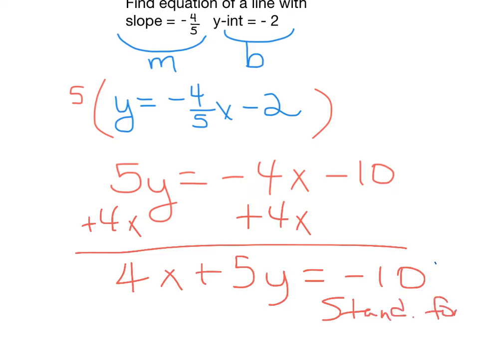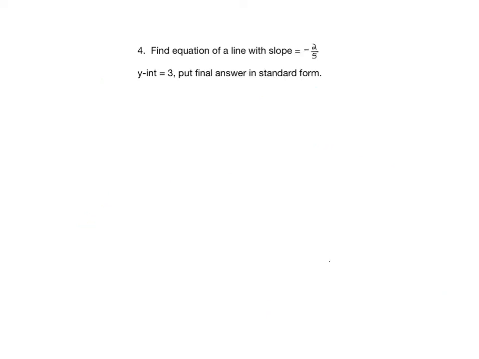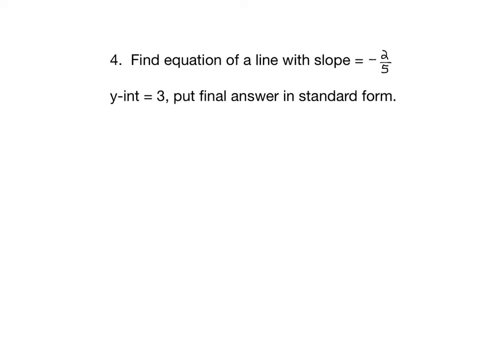So again, make sure you read the directions on the form it's asking you to leave it in. It says to find an equation of the line. And again, they're giving us the slope and they're giving us the y-intercept. But this time the instruction said standard form. But again, because I have a slope and a y-intercept, I'm going to put it in slope-intercept first, and then I'll rearrange it into standard.